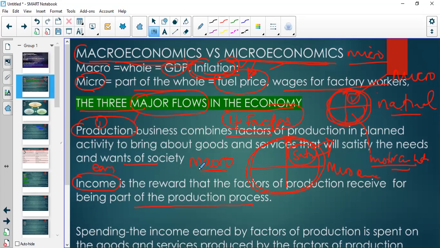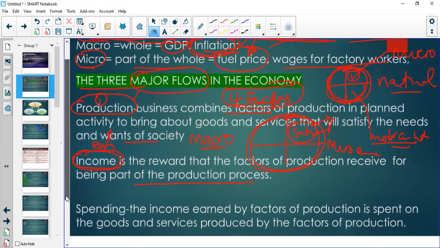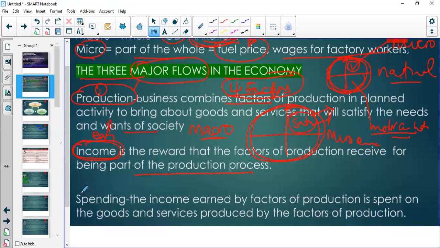But then the owners of the factors of production get a return for employing their resources. So that's going to be income to the owners of the factors of production. And of course, those owners also have needs, so they're going to spend on those needs. So we have 3 flows.